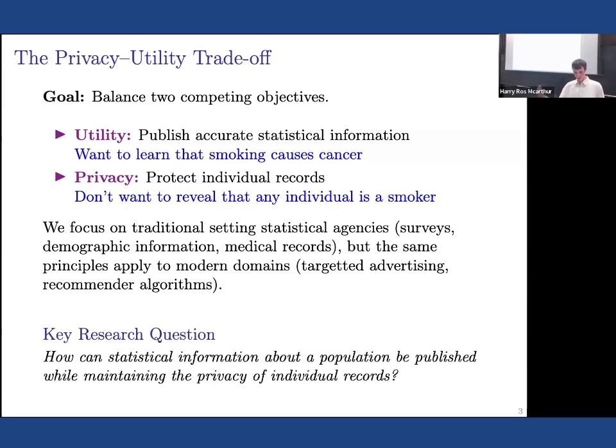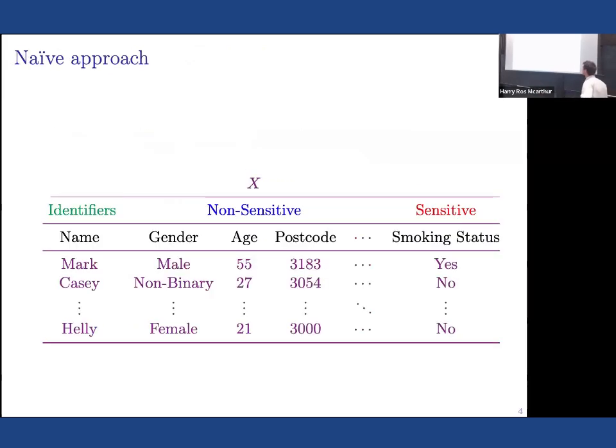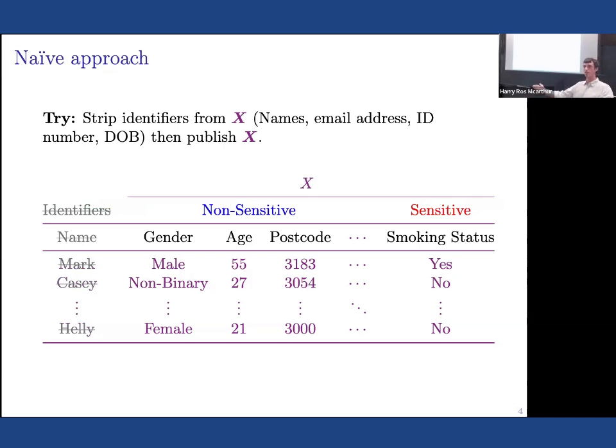All right, so the key research question that we've been trying to answer is: how can statistical information about a population be published while maintaining the privacy of individual records? All right, so how do you do this? The first thing that you might think of is you take your database, which looks like this, and you've got this identifying information on the left over here: some names, some email addresses, unique ID numbers. You might then want to strip that off, and then you can publish the database restricted to the set of attributes consisting of the non-sensitive and the sensitive ones, and you just hide the identifying information.